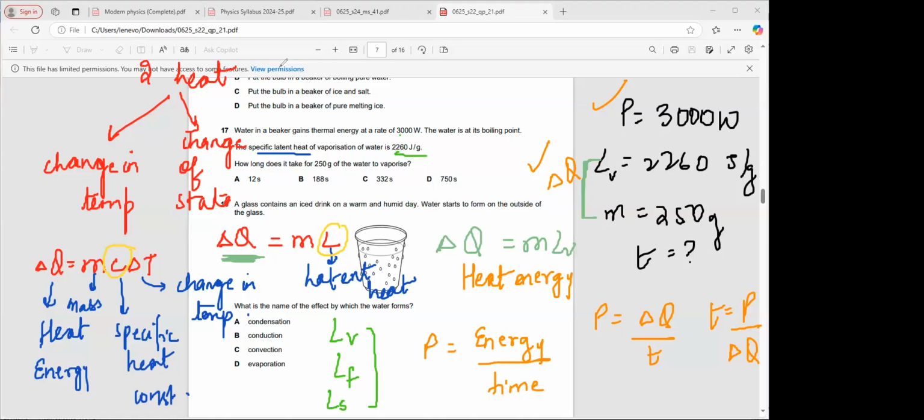Okay, miss, I'm done. So did you calculate this value? I did. The power is 3000 watt, right? And then for the delta Q, it's 2260 times 250, right? Yeah.